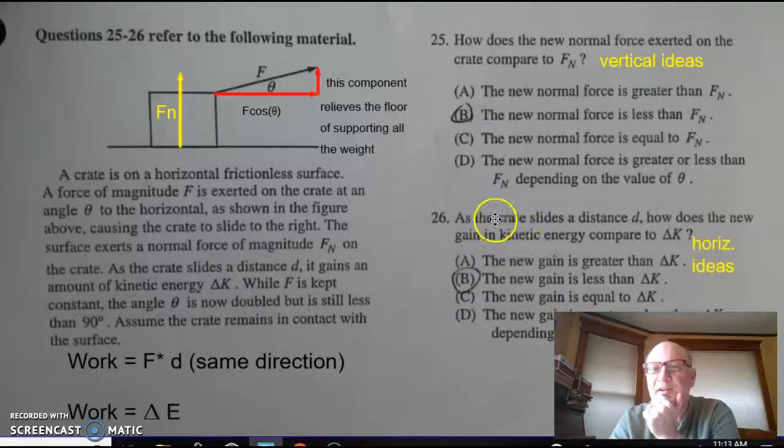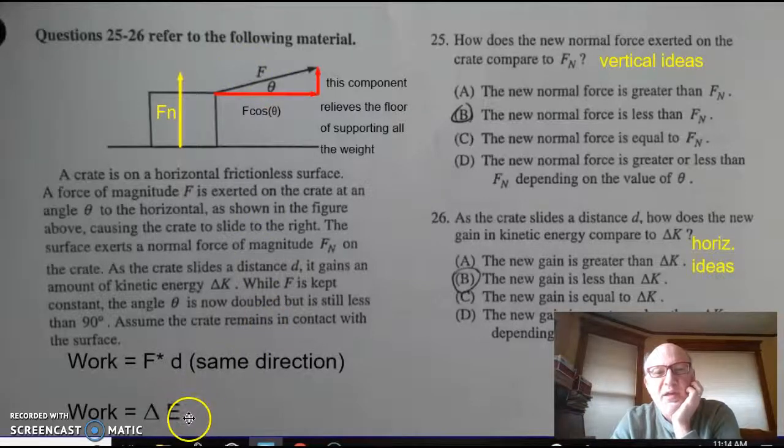Now let's think horizontally. As the crate slides a distance d, same distance they mentioned earlier, how does the new gain in kinetic energy compare to delta K, which was the original gain of kinetic energy? Okay, let's think of it this way. Work is equal to force times the distance, but those forces and those distances have to be in the same direction. So we can only consider the horizontal component of F, okay?